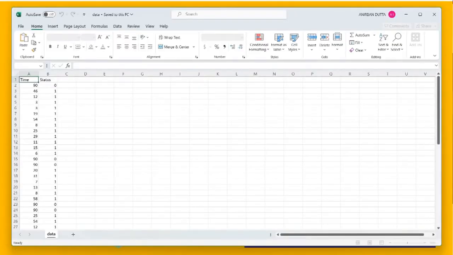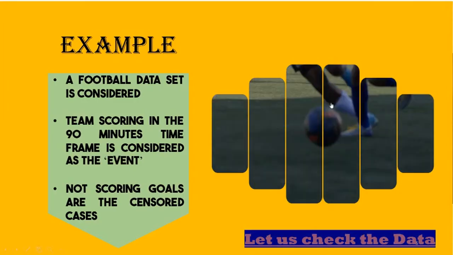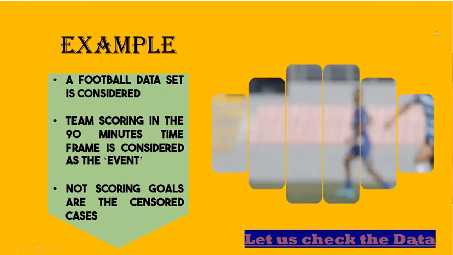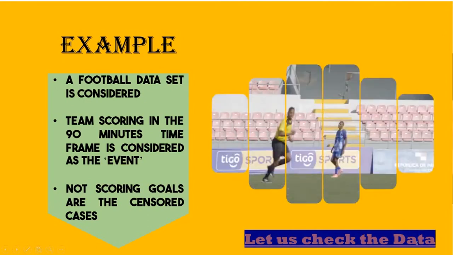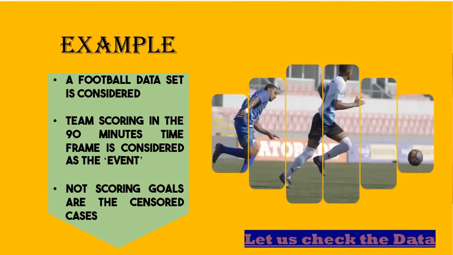Here the first column is the time variable and the second column is the status, where 1 in the status stands for the happening of the event and 0 stands for the censored case. Well, the distribution fitting to the data set shall be considered in the R software.